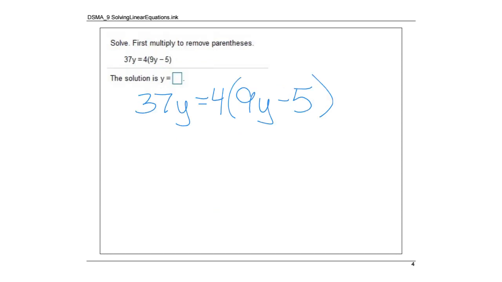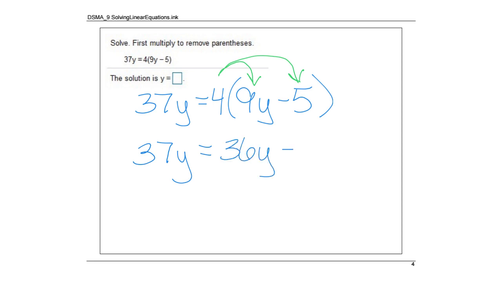Okay, so let's look again. It says solve. They were nice enough to say first multiply to remove the parentheses, but we know that even if we don't see those words, we have to get rid of the parentheses. So the first thing we're going to do is multiply. This happens to be 4 again, but we're going to take 4 times 9y. We're also going to take 4 times negative 5. On this side, we're not going to do anything. We only multiply inside the parentheses. So 4 times 9 is 36, but don't forget the y. 4 times negative 5 is negative 20.